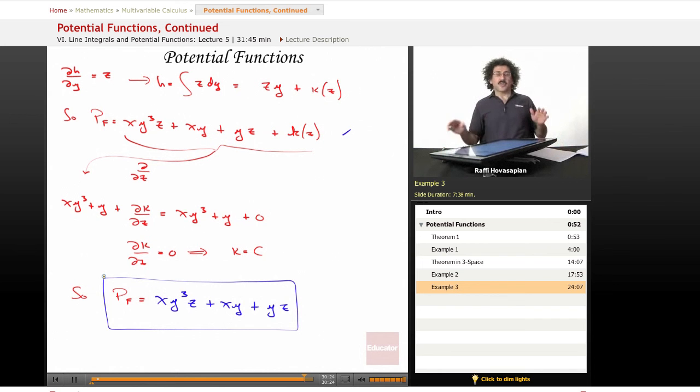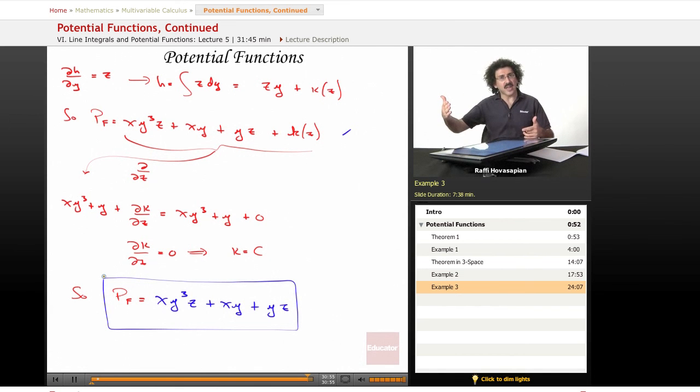So once we know that certain hypotheses are satisfied, we can start to construct this potential function. We do it by integrating one variable at a time. We take the first coordinate function and integrate with respect to x. We get our potential function. We differentiate that with respect to the next variable, y, and set it equal to the second coordinate function. We match corresponding terms, and then we integrate with respect to y.